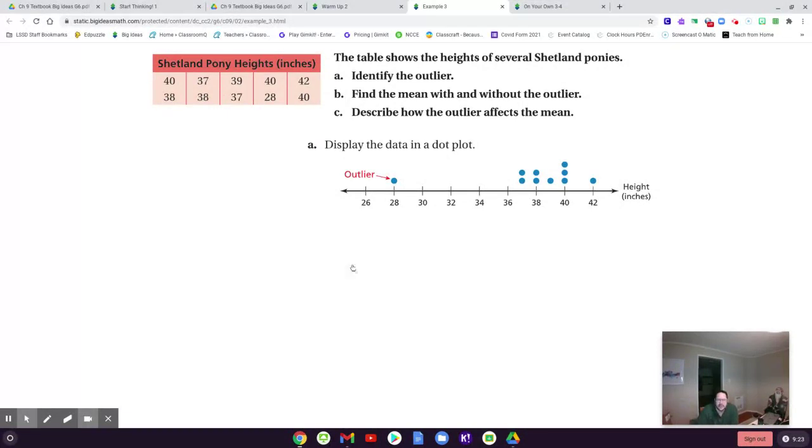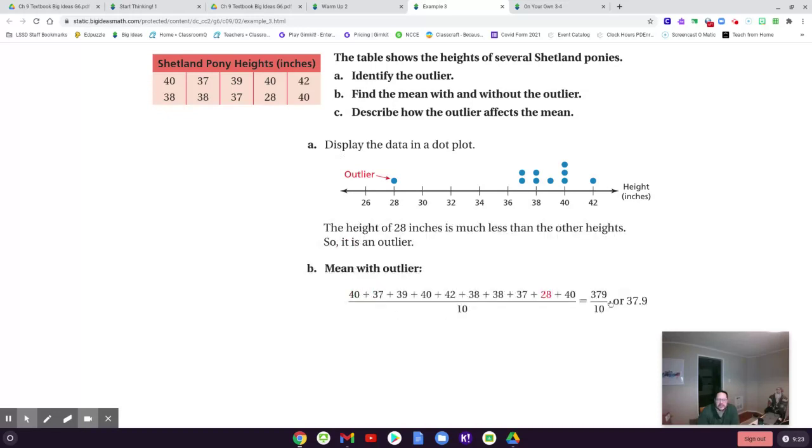Okay. So find the mean with the outlier. So including this tiny little Shetland pony that's only 28 inches, you're going to add up all the pony heights and divide by 10 ponies to get the average. Okay, so when you add up all 10 numbers, it's 379 divided by the 10 ponies that you have here, and it's 37.9 inches per pony.